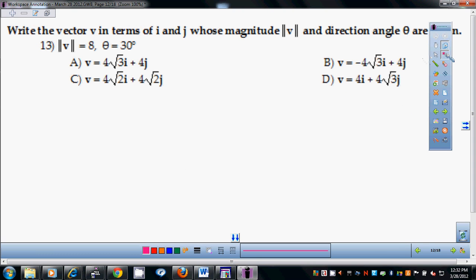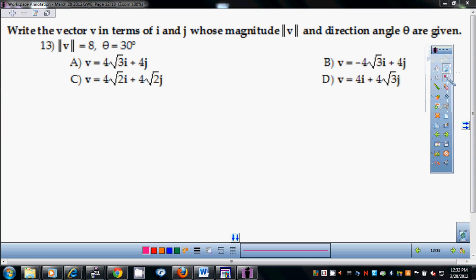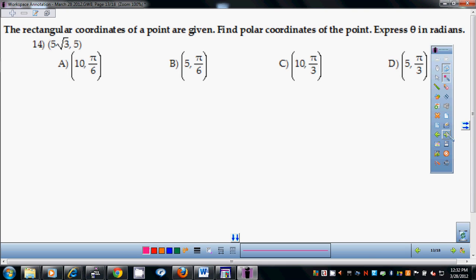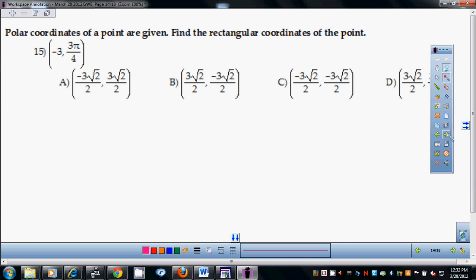Alright, now this is potentially the most... Actually, you know what? We're going to come back to this one, and I'll show you why in just a second. We're going to do this one first. It gives us a polar coordinate, and it wants us to find the rectangular coordinates. Does anybody have the formula for that?